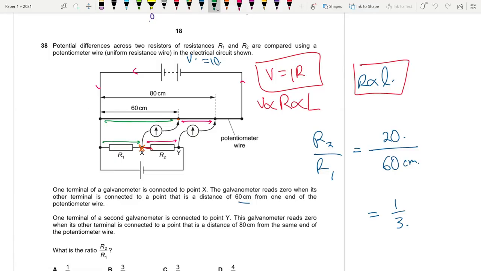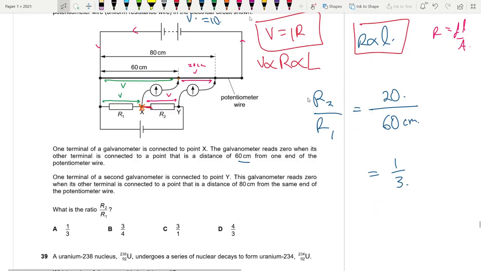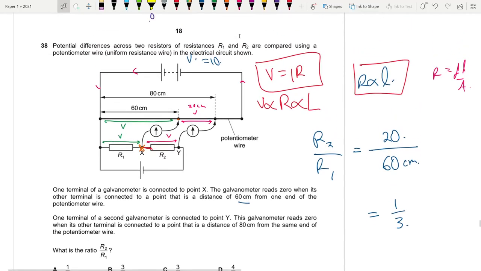And we can say that the voltage of this wire is equal to the voltage of R1 since the galvanometer reads 0, and the voltage of this section, 20 centimeters, is actually equal to the voltage of R2. Okay, and we also know that R is equal to rho L by A. So the greater the length, the greater the resistance. So the green wire, length of wire, has more resistance and it will also take in more voltage compared to the pink wire, okay? So since voltage is proportional to resistance and resistance is proportional to length, we can also say that voltage is proportional to length, right?